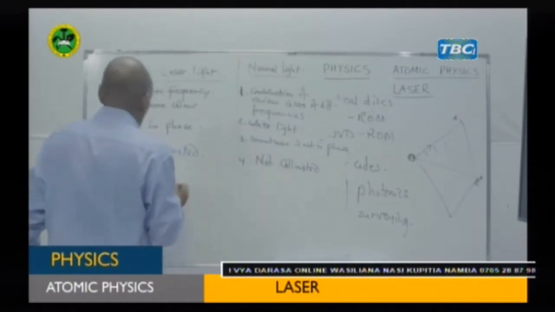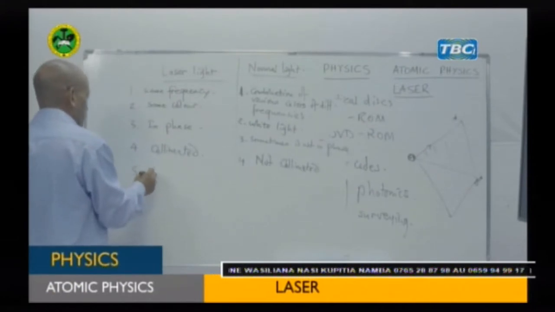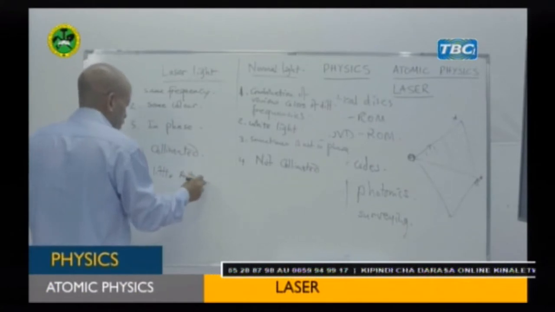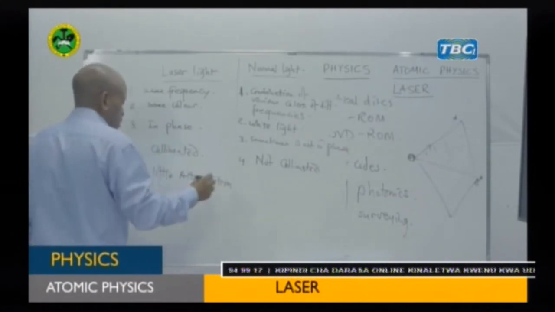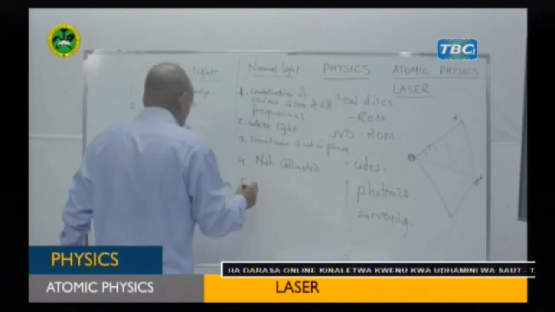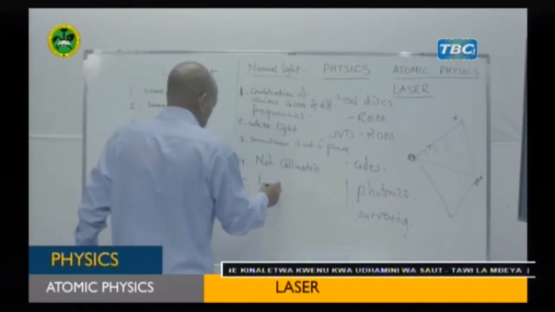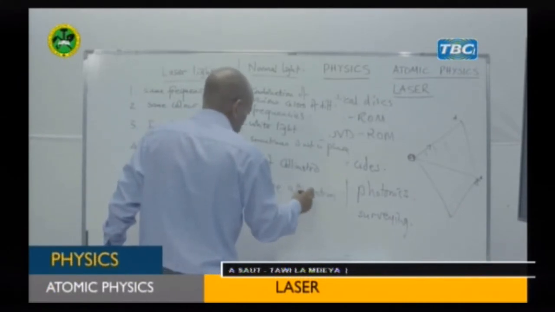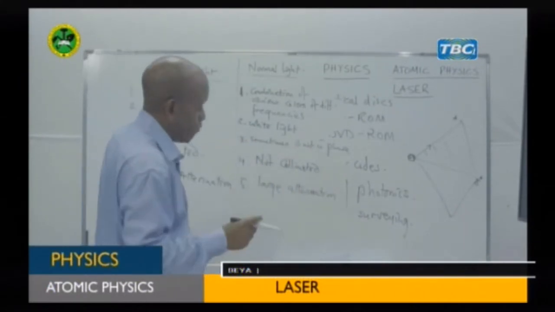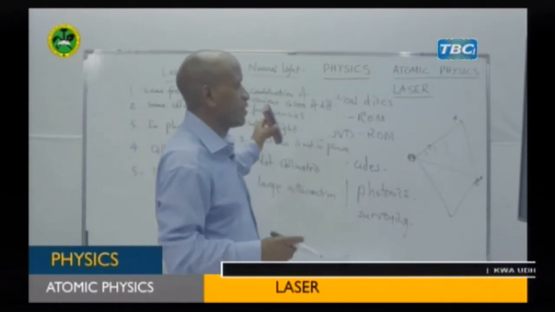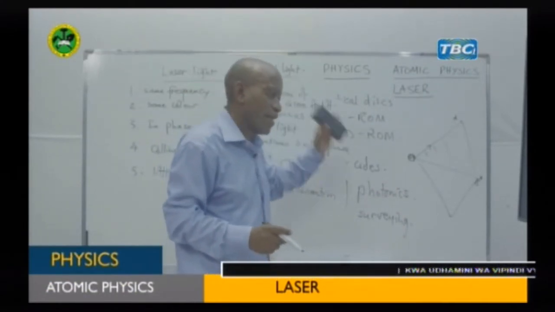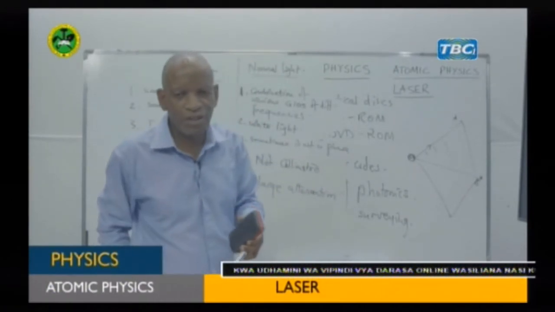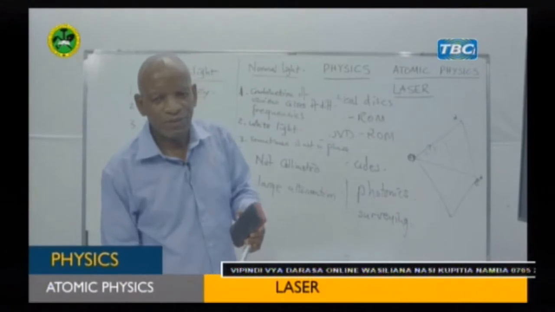And here we can be talking about attenuation. These have little attenuation, meaning that spreading over. But these have large attenuation. These are just few differences between the normal light and the laser light. That is for the question number one. Let's go to question number two.